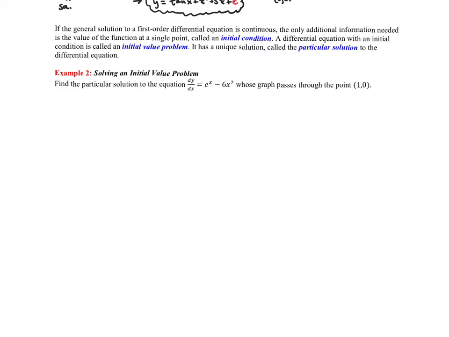Now notice that I'm going to find the particular solution to this differential equation, given that the solution passes through the point 1, 0. So we'll use 1, 0 here in just a minute. I'm going to separate my variables, then integrate both sides. The left side I'll get y. The right side I'll get e to the x minus 2x cubed plus c.